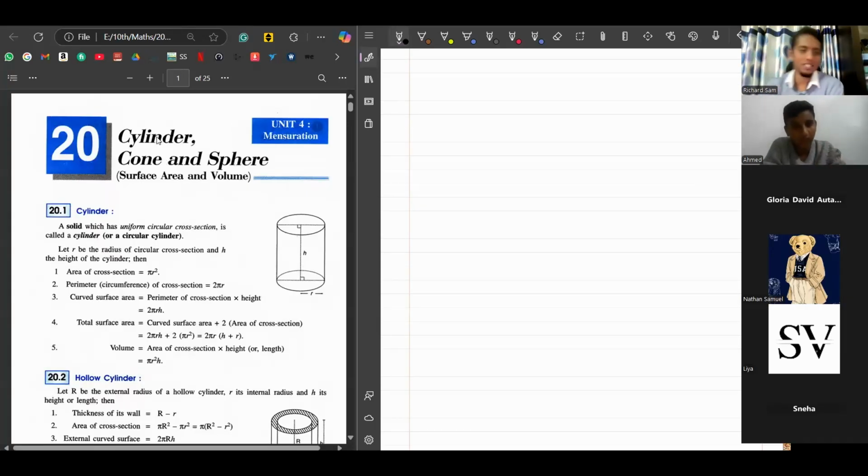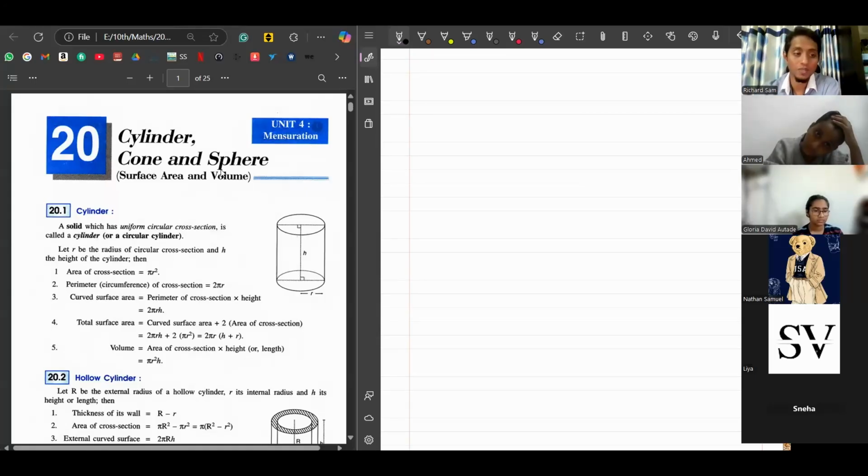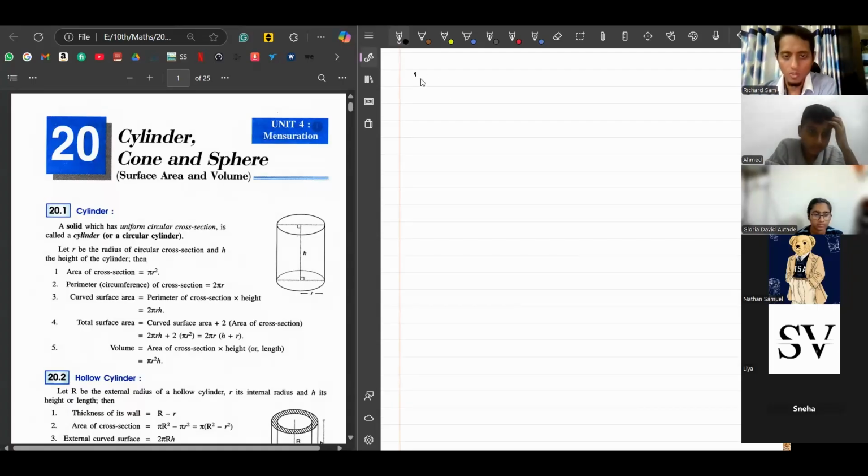Okay, chapter 20, cylinder, cone and sphere. We're learning about surface area and volume. So let us see what is volume. What's the definition of the word volume? Space occupied by the substance. Okay, space occupied by an object.